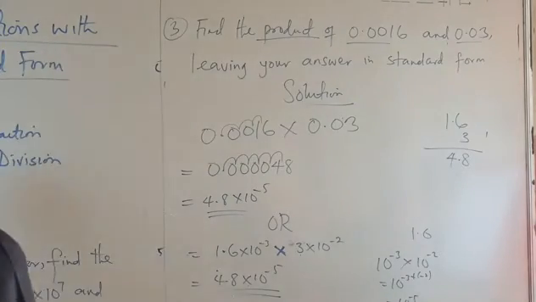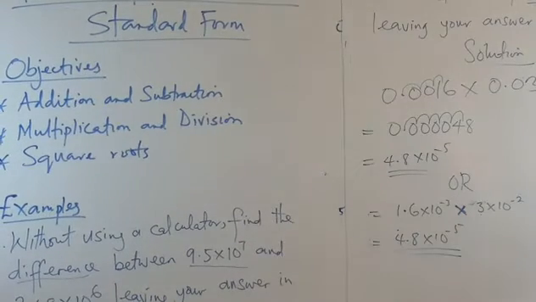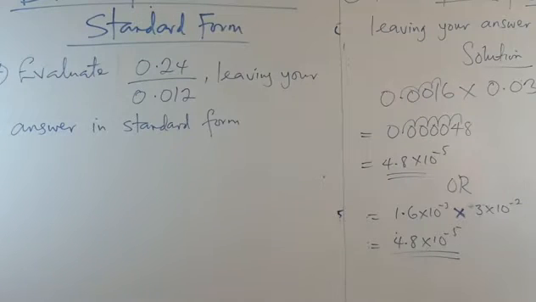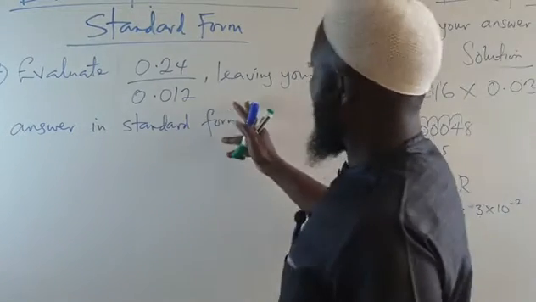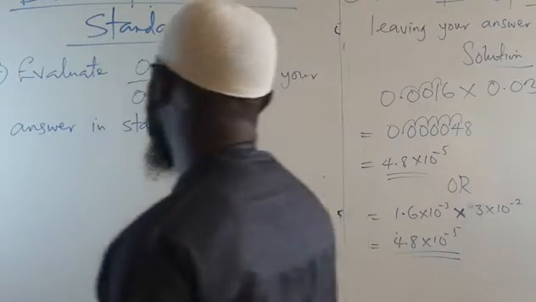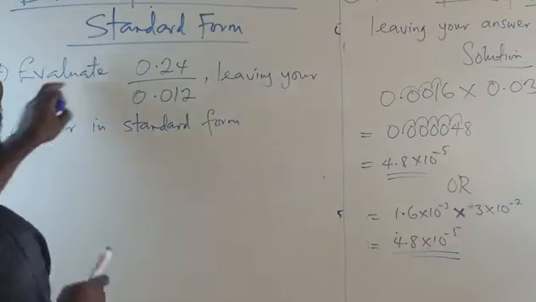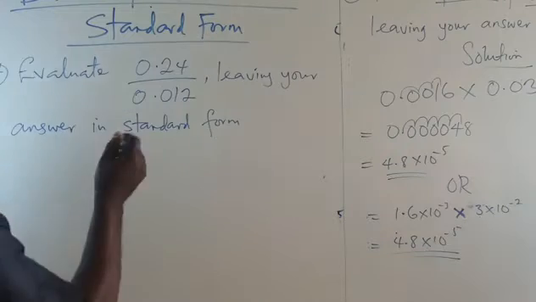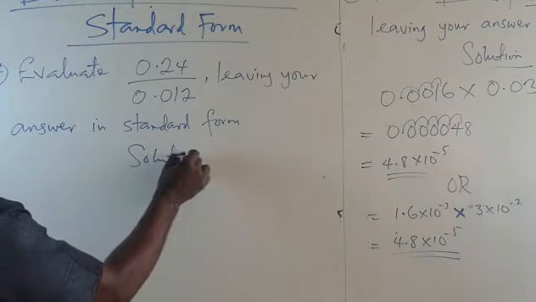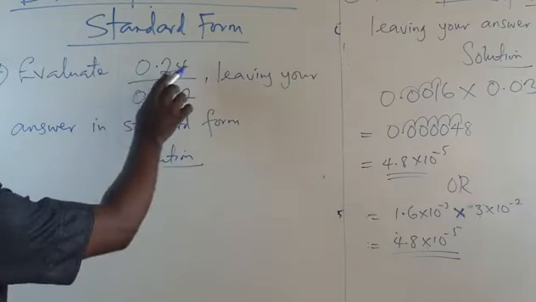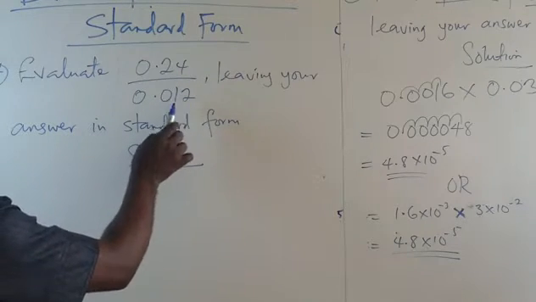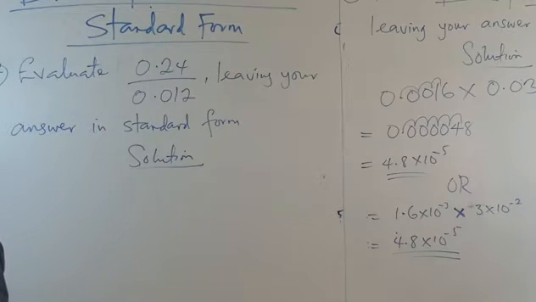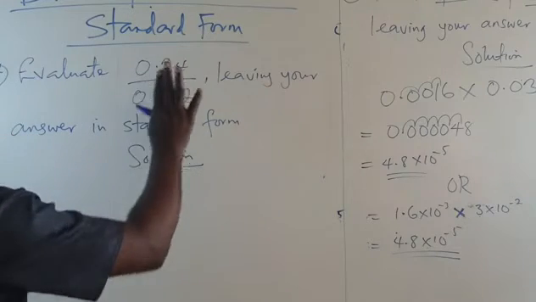Then move towards division now. Now this is on division. It's an example on division. So what we're going to do here now, you see, evaluate this, leave your answer in standard form. We want to leave the answer in standard form. So the solution will be, if you look at this, 0.24, 0.012, you can see 12 can divide 24. So we are going to express it as whole number.